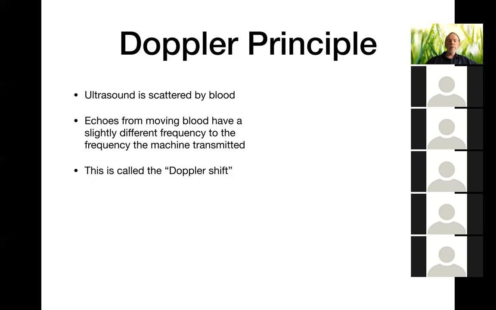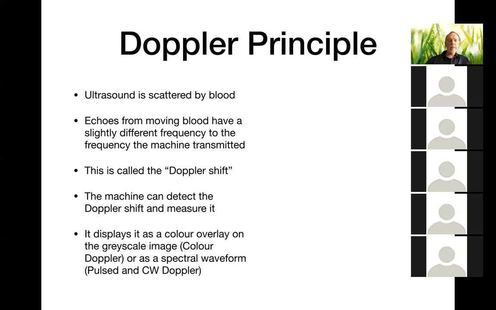That change of frequency is what we call the Doppler effect. And the difference between the received frequency, the frequency of the echoes, and the original transmitted frequency, that difference of frequency is called the Doppler shift. So the machine is able to detect the echoes from the moving blood and their frequency in order to detect whether or not there's a Doppler shift. If there is a Doppler shift, it's capable of actually measuring it, quantitating it, and displaying it.